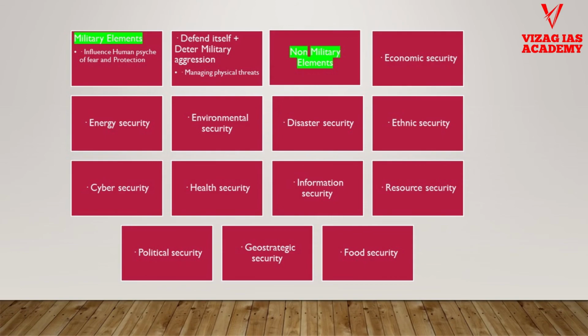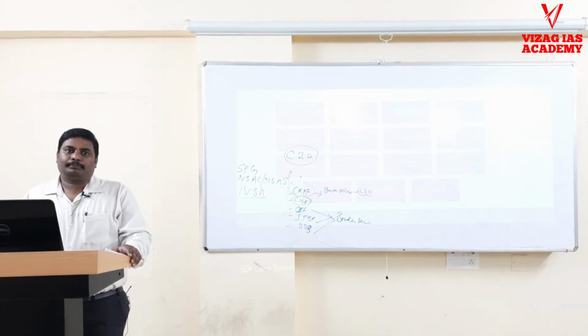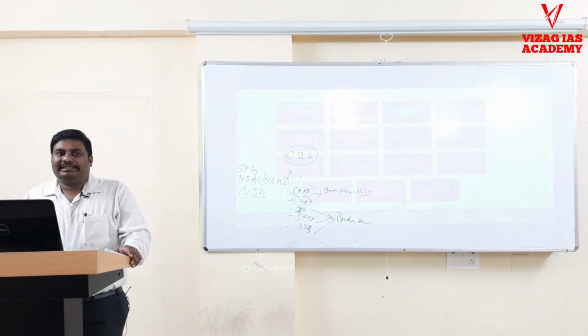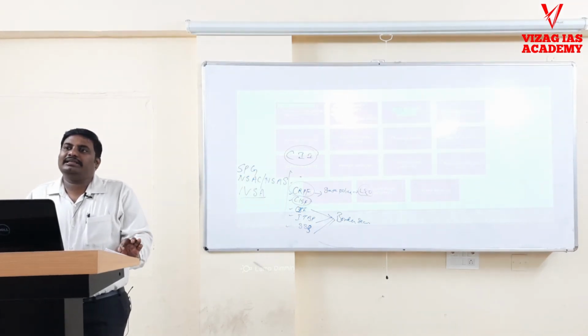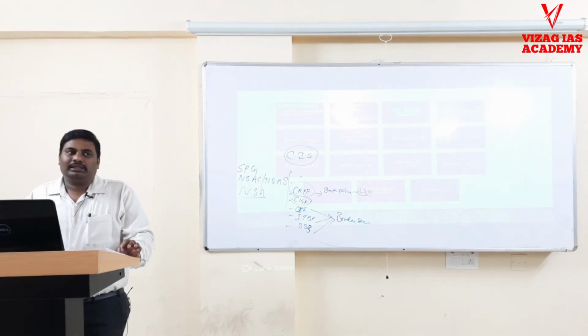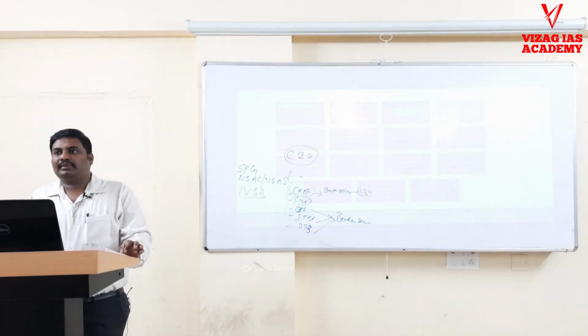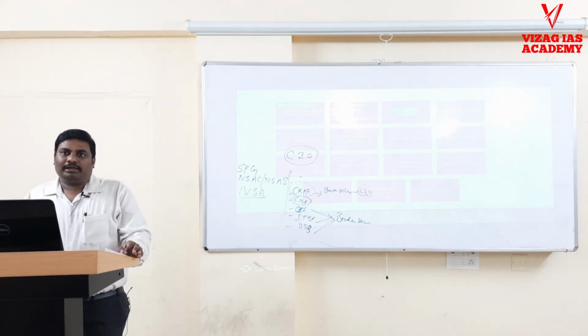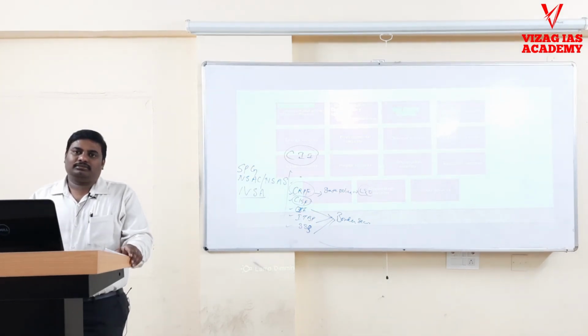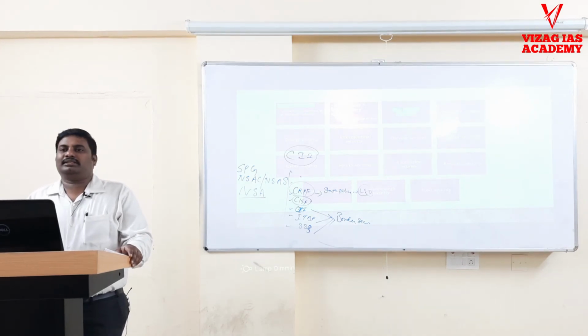Resource security means? There is a famous statement that if at all there is a third world war, it will happen for the sake of water. Very good. It is about water. Water is becoming increasingly deficit. It will be unleashing tussles or tug of wars not just between states, but also between countries. Examples of transnational rivers in which India is a part and is being criticized and also criticizing? Brahmaputra. Who is criticizing India? Bangladesh. Whom is India criticizing? China.